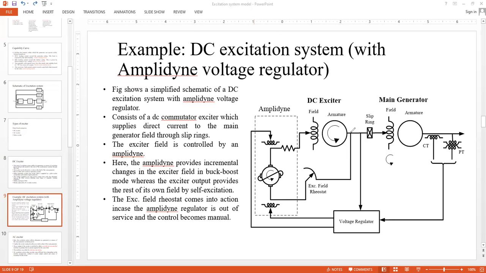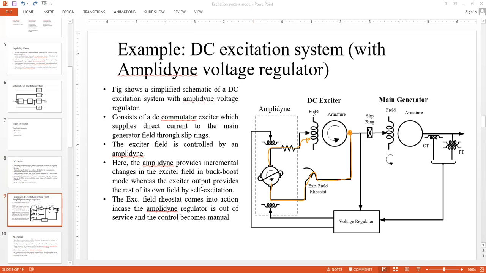So it is actually self-excited. Why? Because you see this field excitation, this field voltage or the field current that is coming to this point is actually coming from here. Can you follow? Yes, sir. So it is actually the example of self-excitation, not separate excitation.